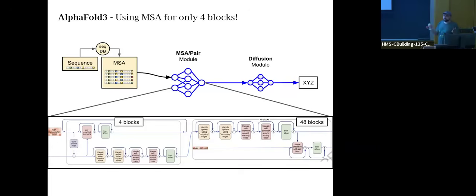My guess, given these results, is that they found you only need MSA for 4 blocks, and you've already sucked out all the information you can from the MSA. Now let's just focus on refining those constraints. You don't really need to revisit the MSA more, because at this point you've already computed the covariance matrix 4 times, and there's no real reason to do that anymore.